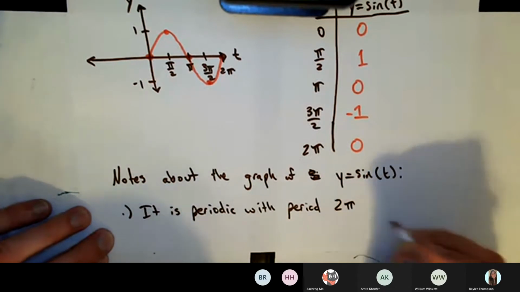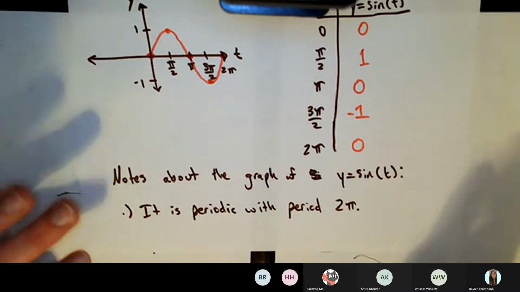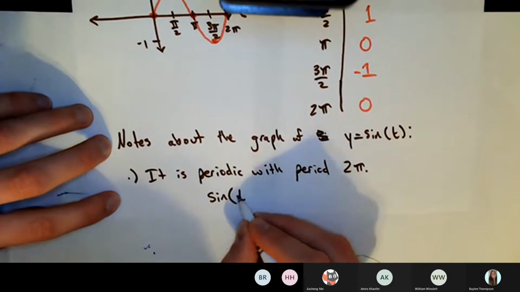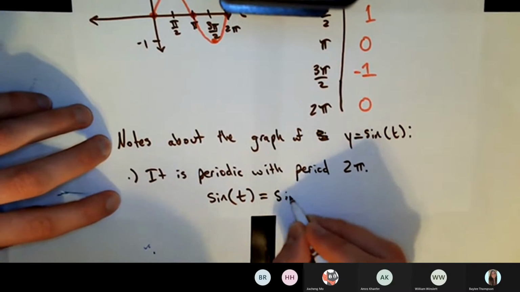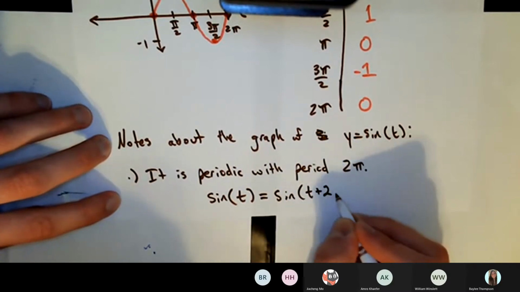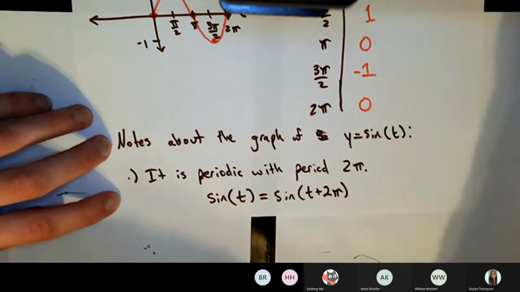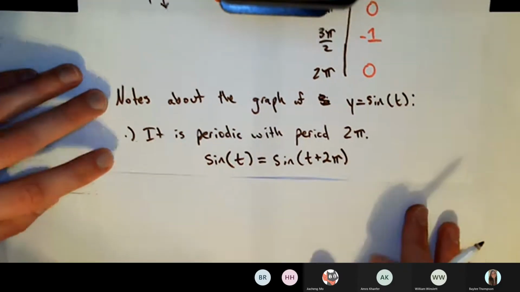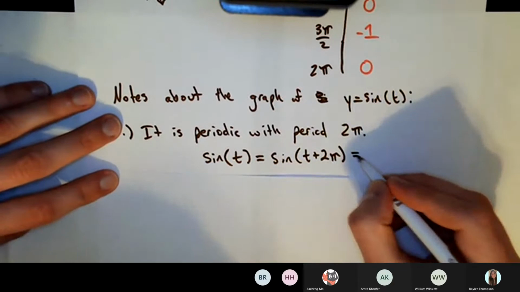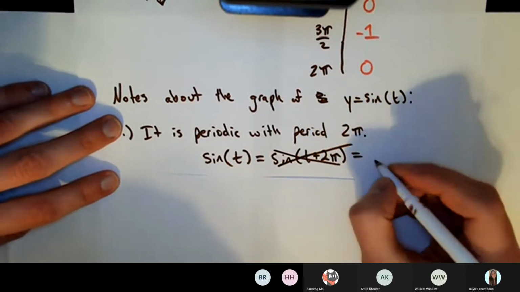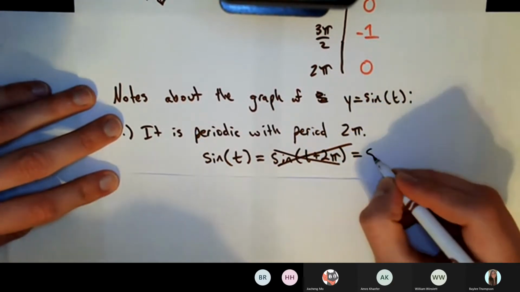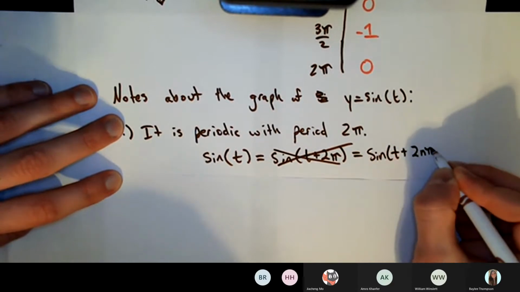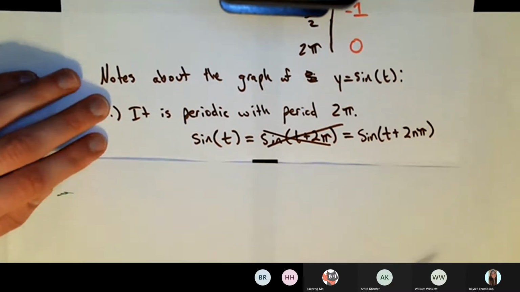It is also periodic with period 2 pi, just like cosine. So that means that sine of t is going to be equal to sine of t plus 2 pi. So those outputs are going to match for any multiple of 2 pi, or sorry, 2n pi. I mean, that's true, but to get the entire idea across, it's t plus any multiple of 2 pi. There we go, 2n pi.